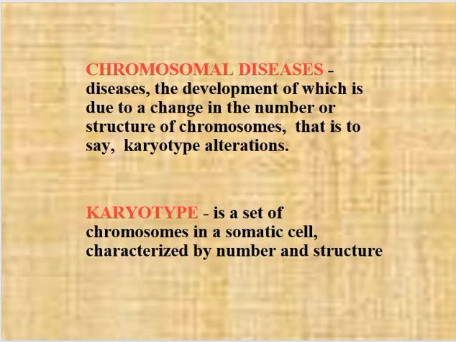Chromosomal diseases are diseases the development of which is due to a change in the number or structure of chromosomes. That is to say, karyotype alterations. Karyotype is a set of chromosomes in a somatic cell characterized by number and structure.